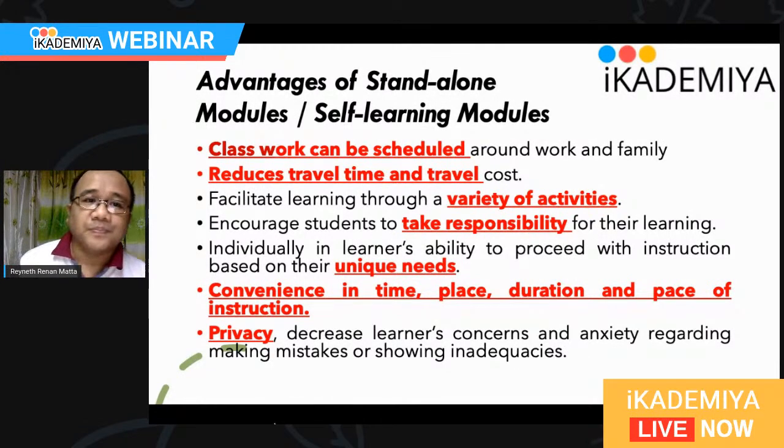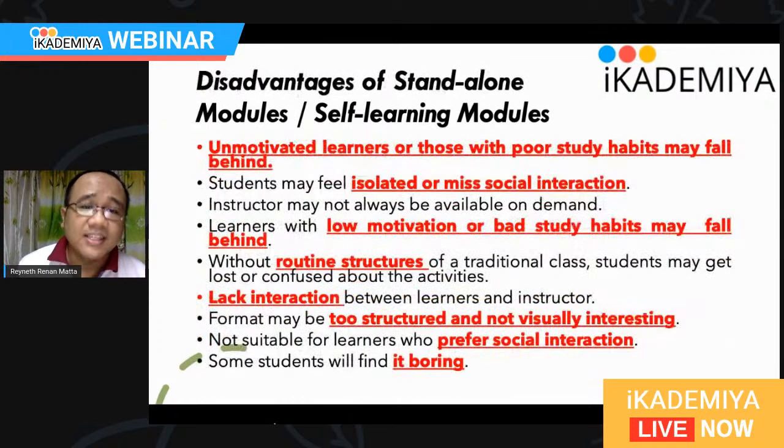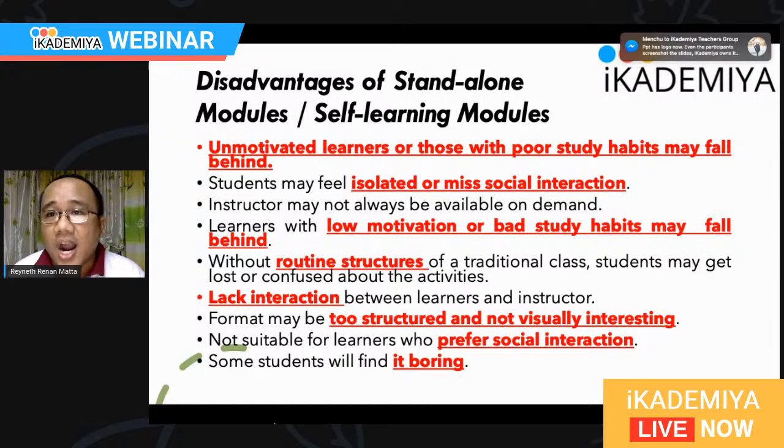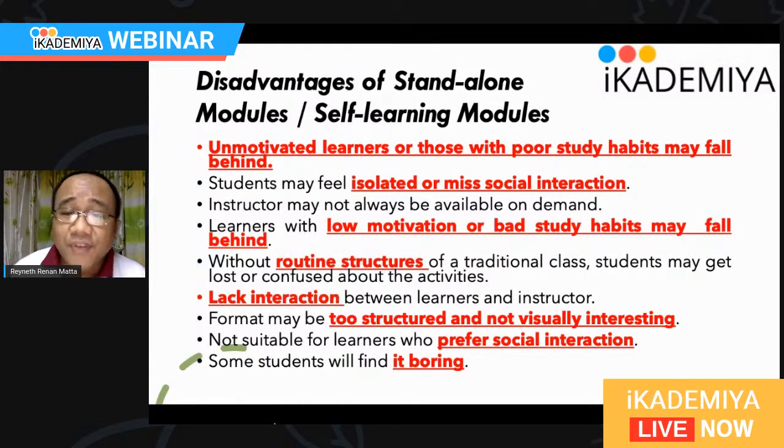If there are advantages, therefore, there are also disadvantages. When we talk about disadvantages, since self-learning modules or standalone modules promote individuality, there are some students who are mostly accustomed to interactions or they want group collaborations, which are far more challenging for them. Now, what are some of the disadvantages?